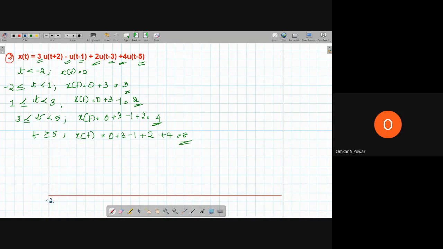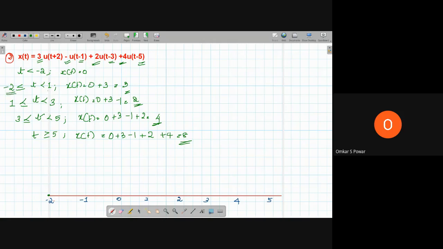Minus 2, minus 1, 0, 1, 2, 3, 4 and 5. Now let us plot them. So t less than minus 2. So whatever the value is less than minus 2, the value is 0. So no need to plot.